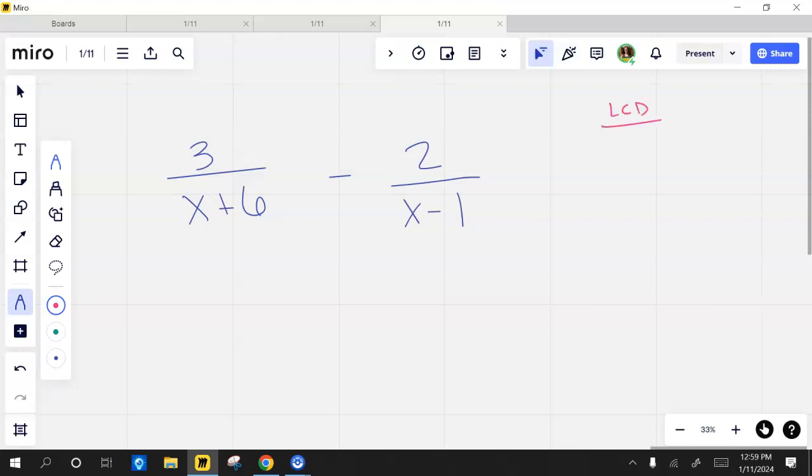Can I factor anything? Everything's factored completely. Write the first denominator. I need the whole second denominator. So what does the first fraction need? X minus 1. What does the second fraction need? X plus 6. Now I can combine them both over the same denominator.